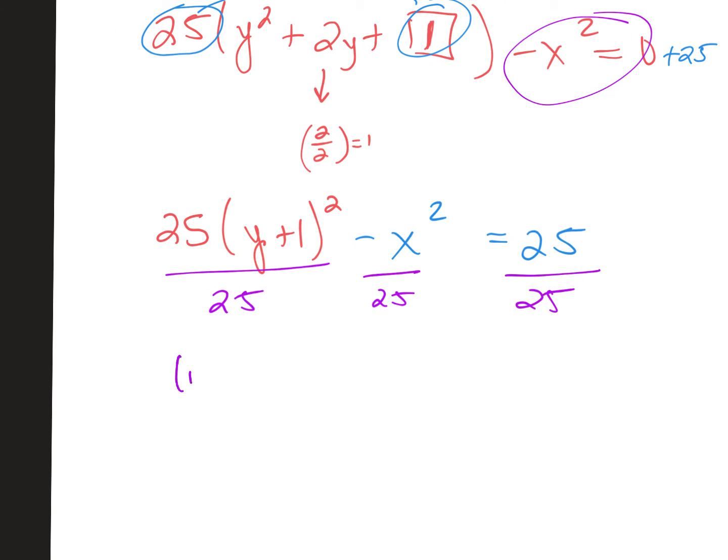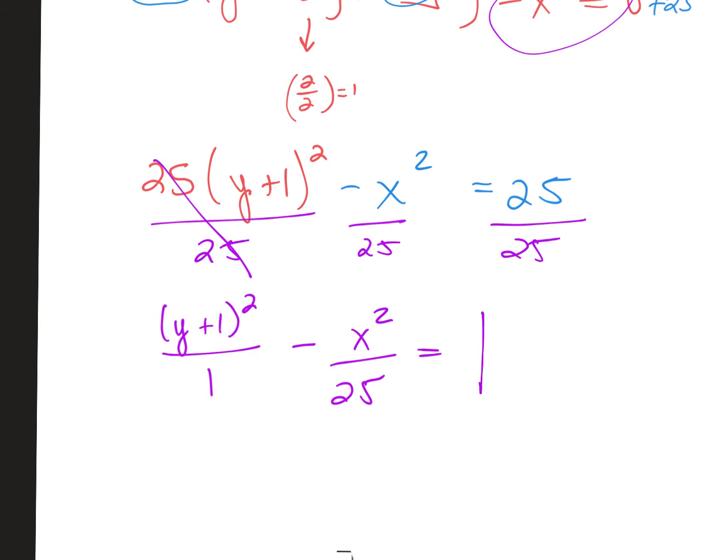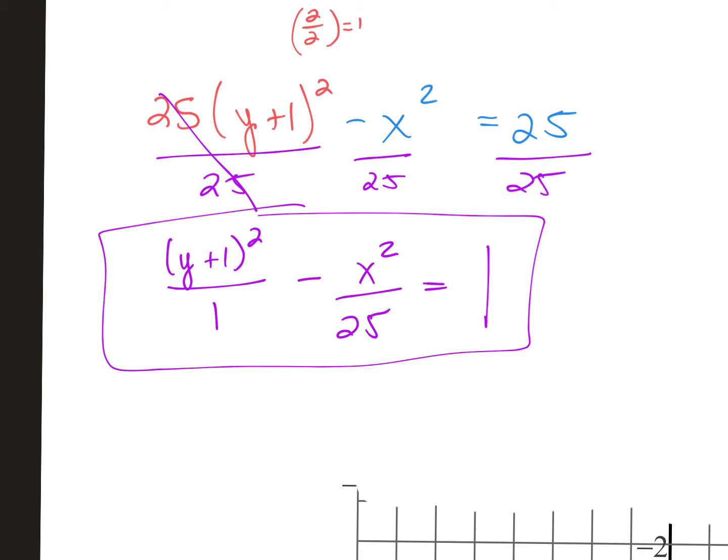So I am left with y plus 1 squared over what? What happens to the 25s? So this becomes a 1. Then I have minus x squared over 25 equals what number? 25 divided by 25 is? 1. Now I can tell a lot of things because I'm now in standard form. What kind of a hyperbola is this? Is it vertical or horizontal? Vertical. Why do you know it's vertical? Because the y is first. Good. What is my a value?